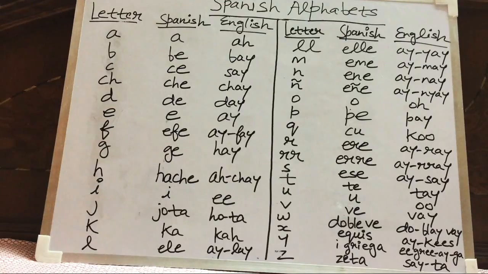V is pronounced as way. W is pronounced as W. X is pronounced as Akis. And Y is pronounced as Y. And Z is pronounced as Zeta.